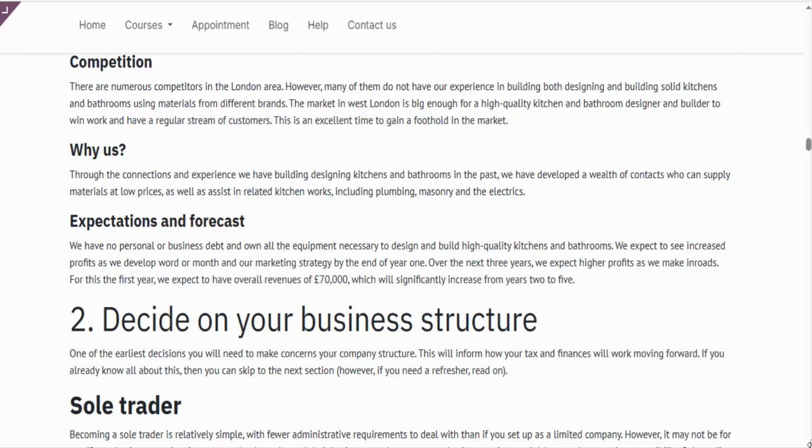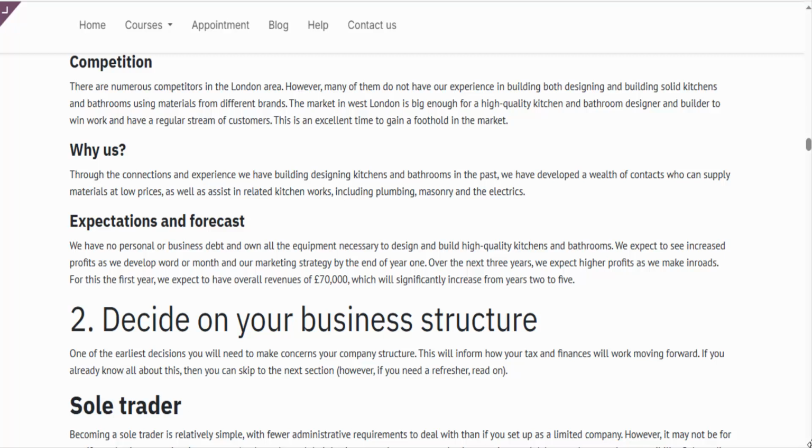Why us? Through the connections and experience we have from designing and building kitchens and bathrooms in the past, we have developed a wealth of contacts who can supply materials at low prices, as well as assist in related kitchen works, including plumbing, masonry and the electrics. Expectations and forecast.